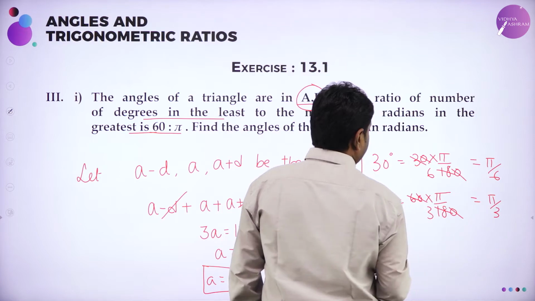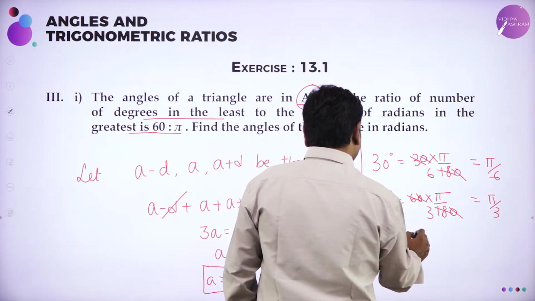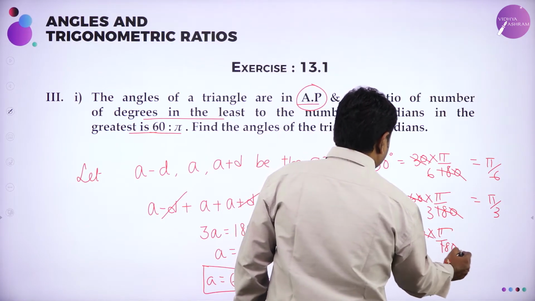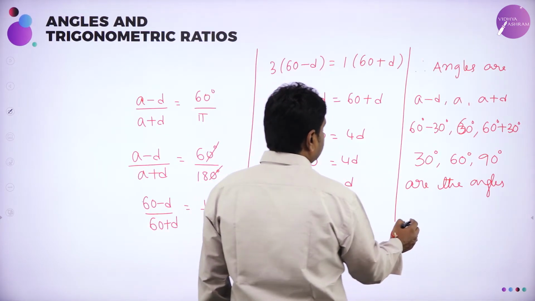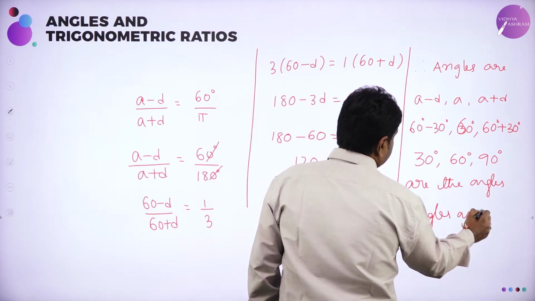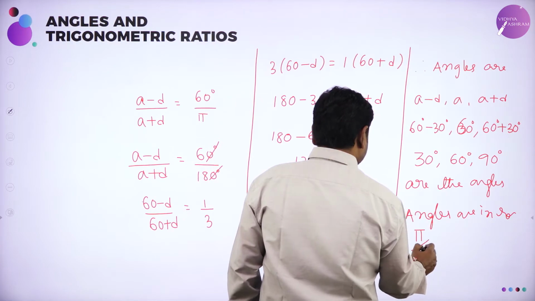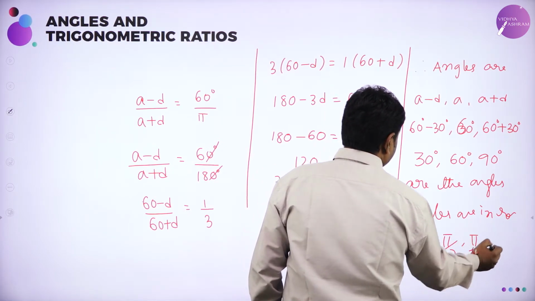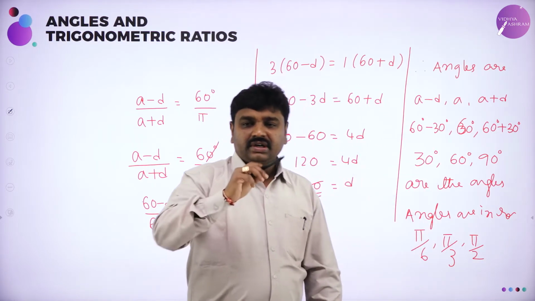And then the other angle is 90 degrees. 90 means 90 into pi by 180 if you do, 90 ones are 90, 90 twos are 180, so pi by 2. So the angles in radians they want, we can write them. Angles in radians are, all are standard angles: pi by 6, pi by 3, pi by 2. So now the sum of the angles, if you do, you will get 180.